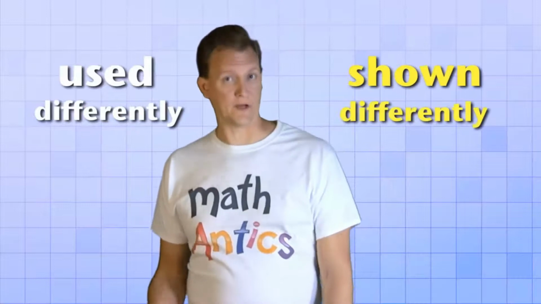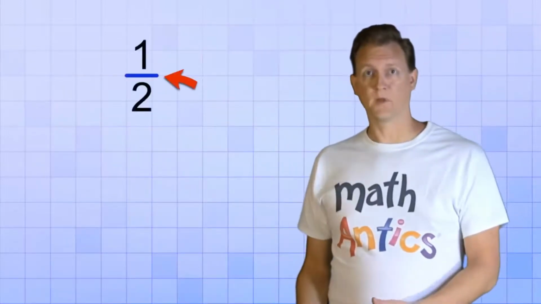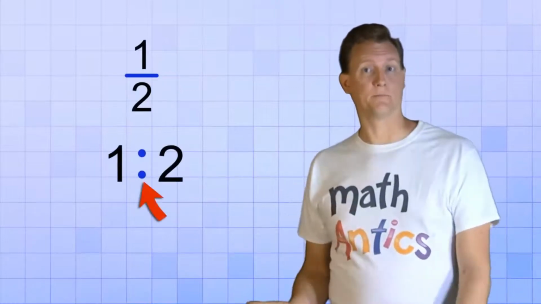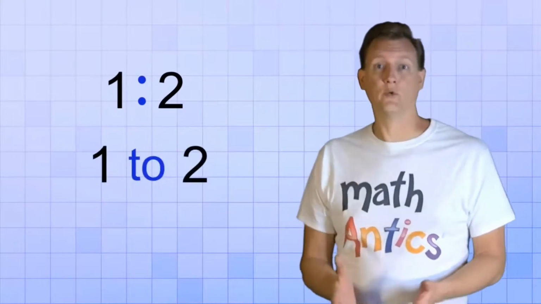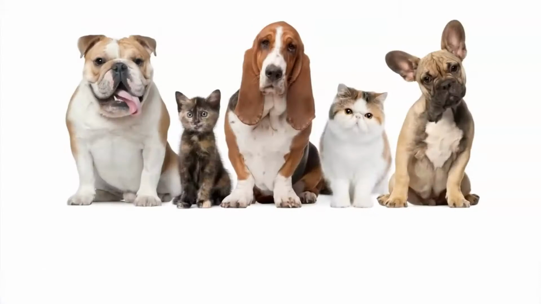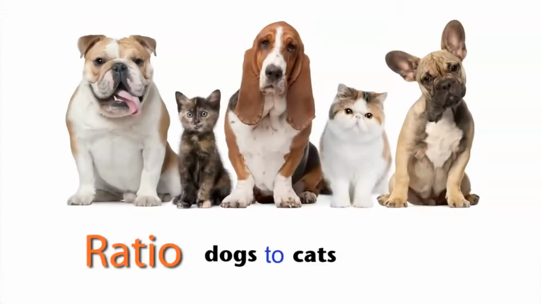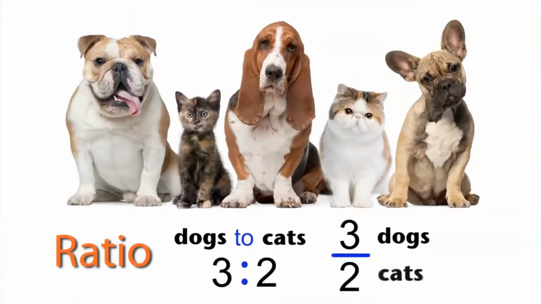But since they're used differently in math, sometimes they're also shown differently. Once in a while, instead of seeing the standard division form, a ratio might be represented with this symbol. When you see a ratio written this way, it just means 1 to 2 or 1 per 2. For example, in this picture, you could say that the ratio of dogs to cats is 3 to 2. 3 dogs to 2 cats. And you could also write it in the standard division form. 3 dogs over 2 cats. They're just different ways to write the same ratio.